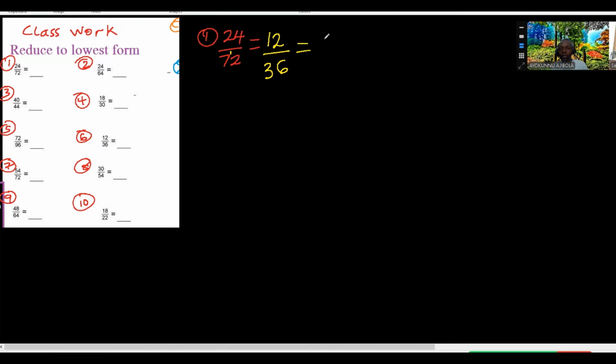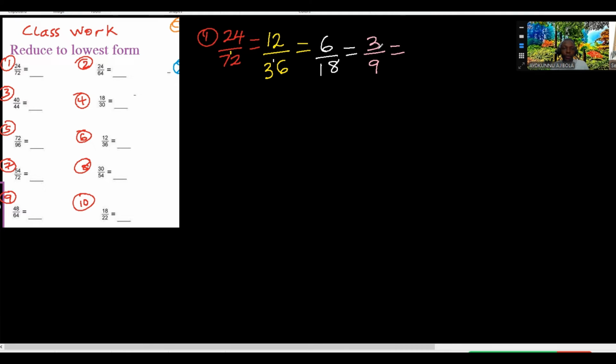Okay. 2 in 12 is what? 6. 2 in 3, 1, remainder 1. 2 in 16, 8. Do you understand this? Yes. 2 in 6 is what? 3. And 2 in 18 is what? 9. Can 2 go again? No. Only 3, okay?